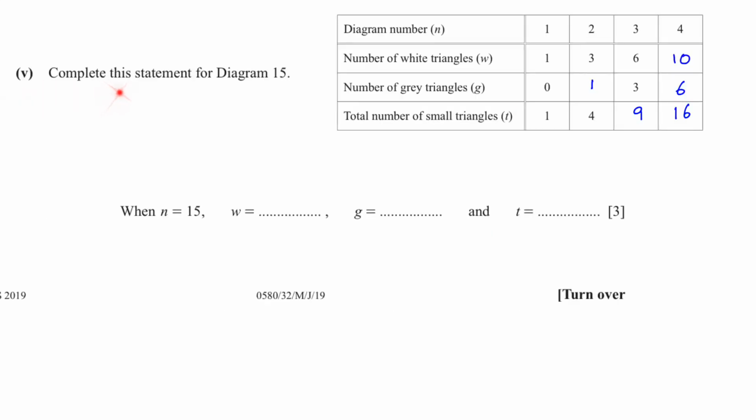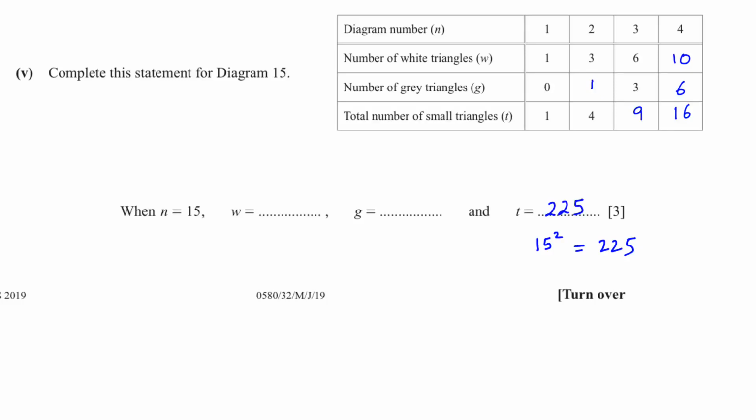Question 5, we are asked to complete the statement for diagram 15. When n is 15, we have to find the number of white triangles, gray triangles, and the total number of small triangles. To find the total number of small triangles, we have already found the formula, which is n square. So in place of n, we will put 15 and we will square it, and the answer is going to be 225.